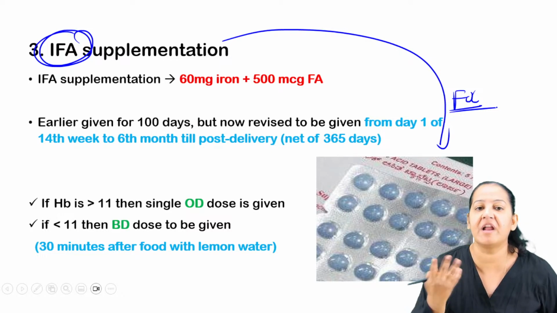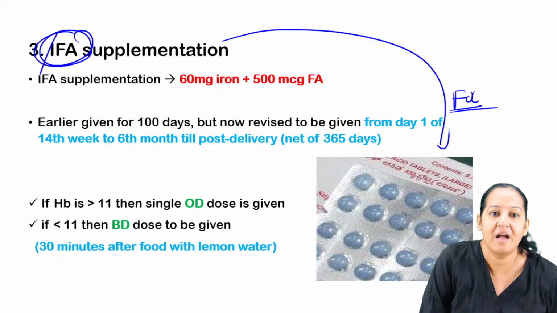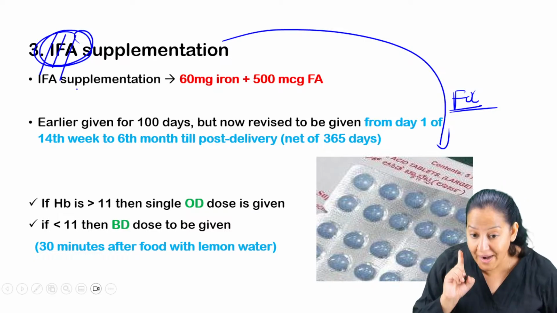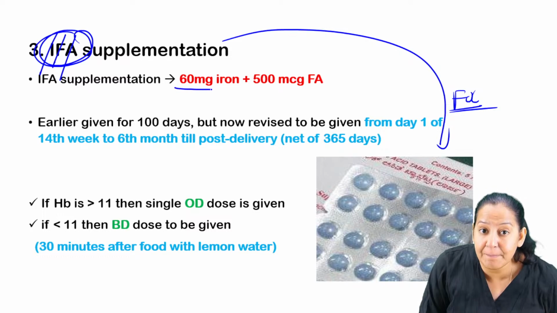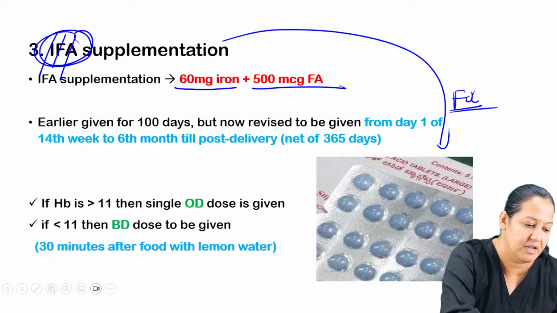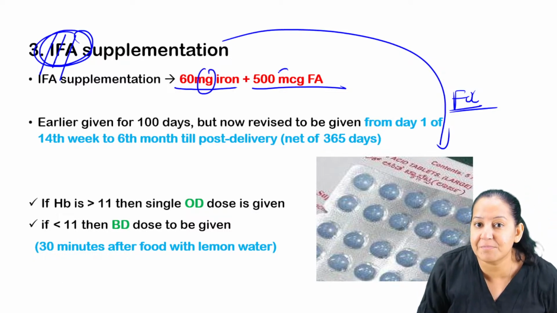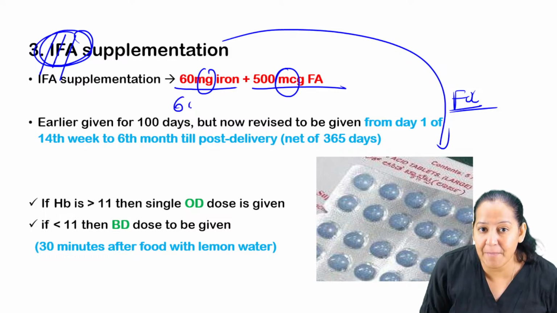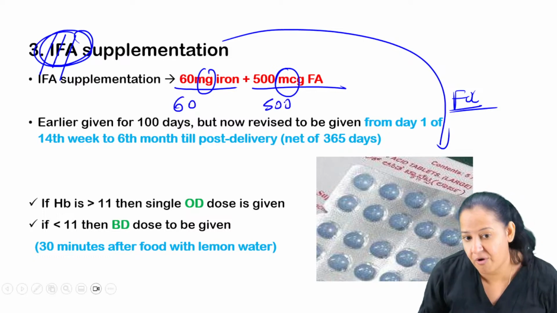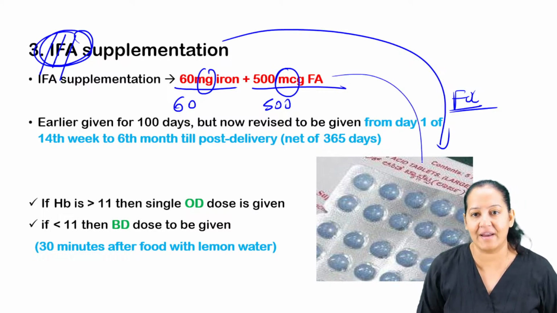So one tablet contains how much iron and how much folic acid? It is the iron folic acid tablet, known as IFA. One tablet contains 60 milligram of iron and 500 microgram of folic acid. Please learn that. Please see, this is milligram and this is microgram. This is the combination. You get questions on that. So please learn.